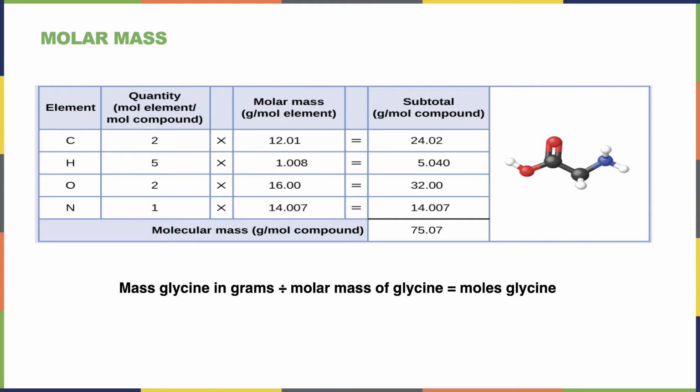So you take the original mass that we had and divide that by 75.07. So 28.35 divided by 75.07 tells you that the moles are 0.378. I should actually express that as 4 significant figures. I made a significant figure mistake on this one because your original number was given to you as 4 significant figures.